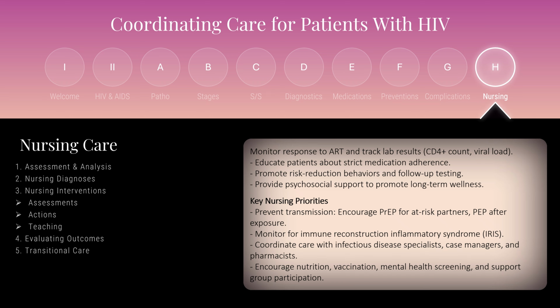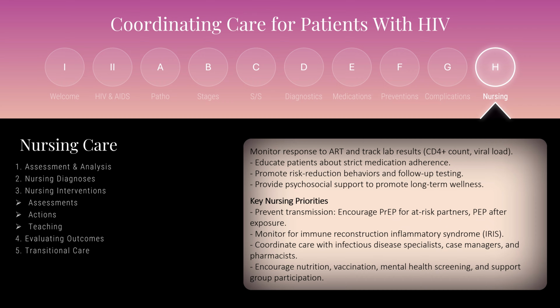Routine CD4 plus count and viral load monitoring are essential for tracking disease progression. Rapid HIV tests provide quick results but require confirmation for positive cases. Opportunistic infections take advantage of a suppressed immune system and cause severe illness.